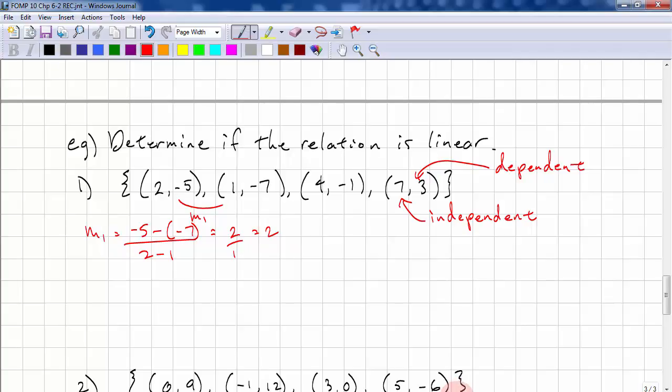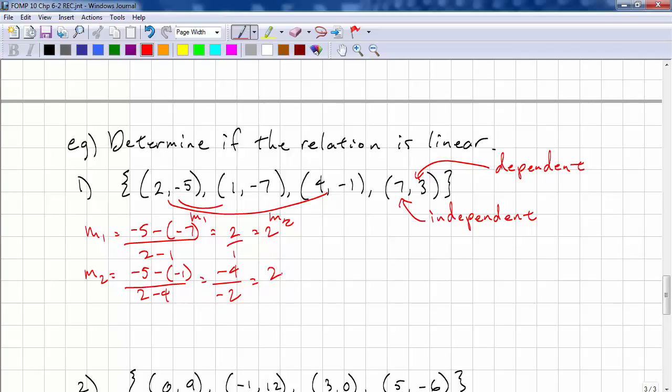Okay, M2. I'm going to compare these two. And the slope calculation is negative 5 minus negative 1 over 2 minus 4. So this is negative 5 plus 1, so this is negative 4. And 2 minus 4 is negative 2. And this works out to be a slope of 2 as well.